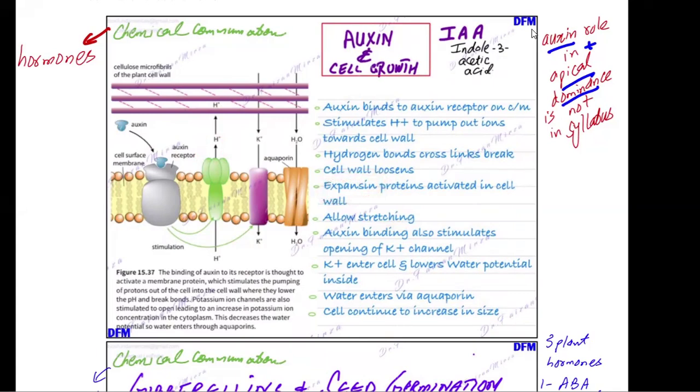Once the auxin stops being attached to the receptor, the whole process will reverse and stop, further entry of water will be stopped, and the hydrogen bonds will reform at the surface of the cell wall between the cellulose microfibrils.